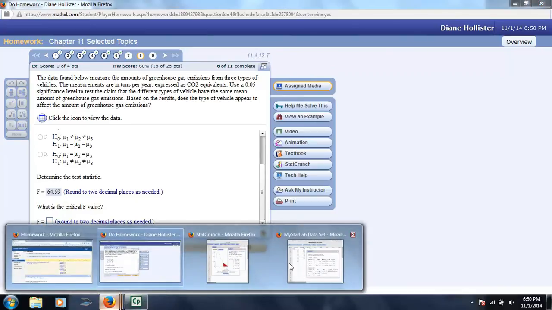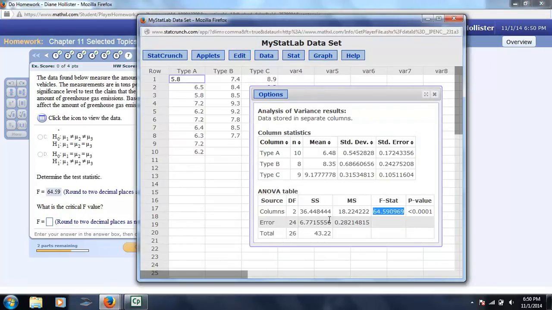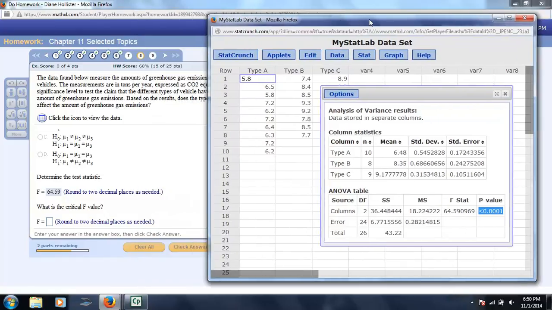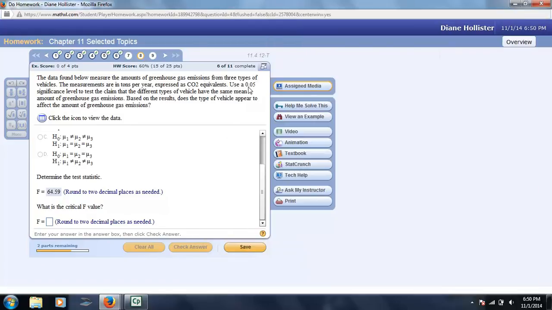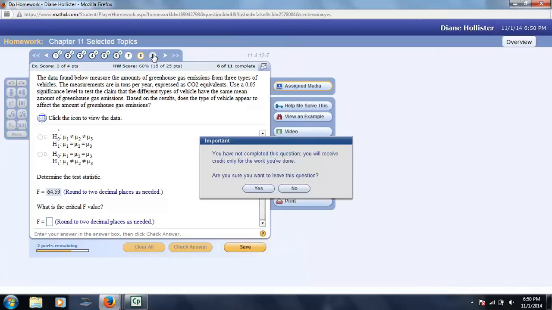Now, to find the critical F value, you can simply use your degrees of freedom here, the 2 and 24, go to your F calculator under Stat, and compute that. The p-value then is located here to the right of the F stat, and again, you can enter that in your question as well. Now keep in mind, the p-value here is very small, less than 1/10,000, compared to our significance level in this problem of 5%, which means we would reject H0, and at least one of those vehicles has a significant difference in greenhouse gas emissions.